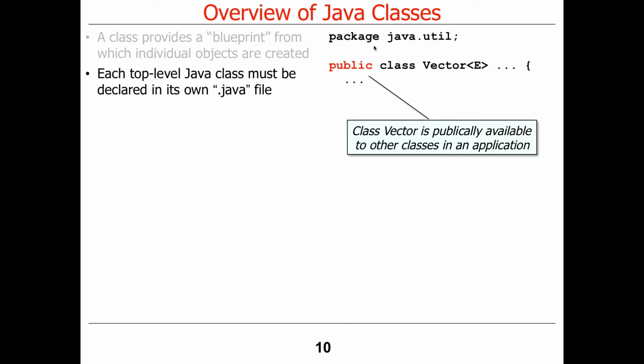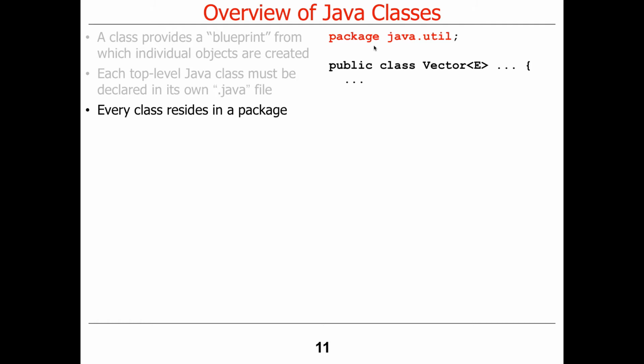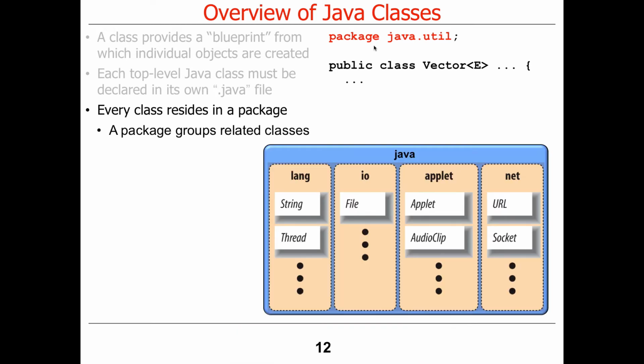Now, there's a bunch of funny things called modifiers. This is an example of making this class public. So anybody who uses this package can use this class publicly, so that's what that means. Every class resides in a package. And you can have the null package, but it's frowned upon. So in this case, it's in package java.util. And packages basically group together related classes.